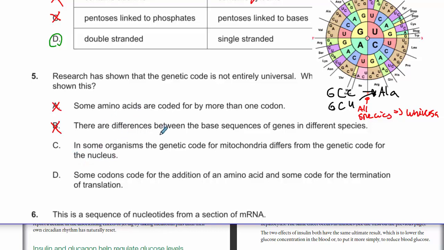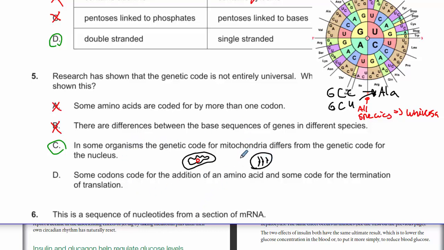C. In some organisms, the genetic code for mitochondria differs from the genetic code for the nucleus, and that is correct. So this is the right one. In eukaryotic cells, you actually have DNA in 2, or in plants 3 places. But in many animal cells, you have DNA in 2 places. You have some circular DNA inside the mitochondria, mitochondrial DNA. And then, of course, in the nucleus, you have the chromosomes.